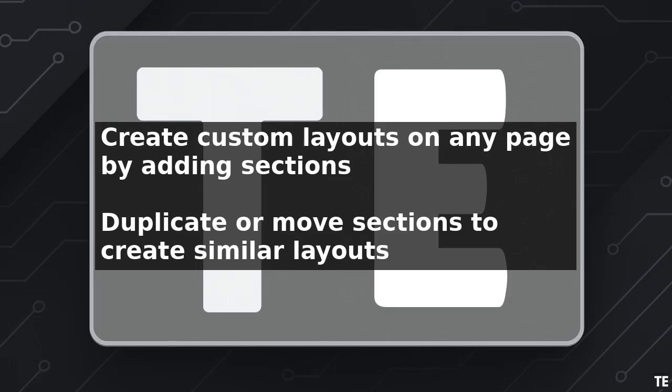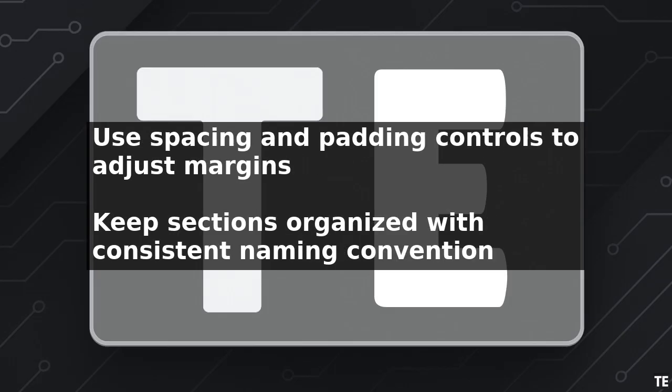To take your page layouts to the next level, you can also use Shopify's built-in spacing and padding controls to adjust the margins and alignment of your sections. Best practices for using sections everywhere include keeping your sections organized by using a consistent naming convention, and using the preview mode to test and refine your layouts before publishing them.